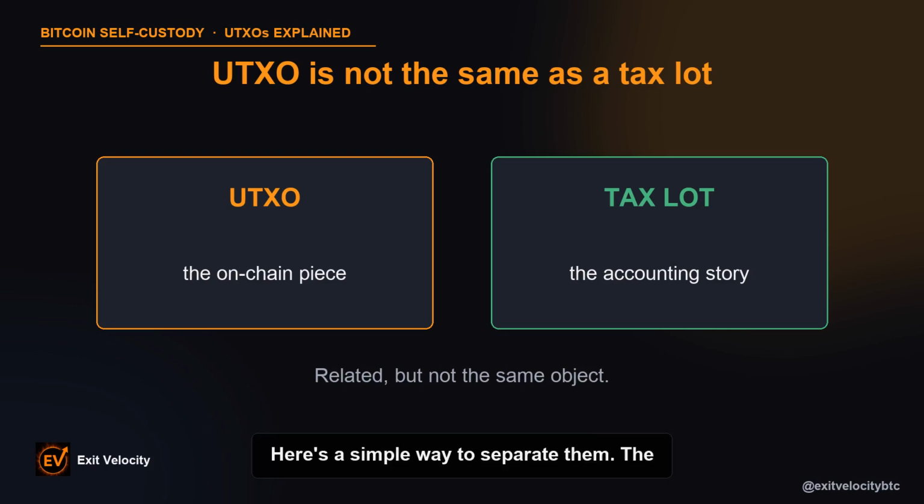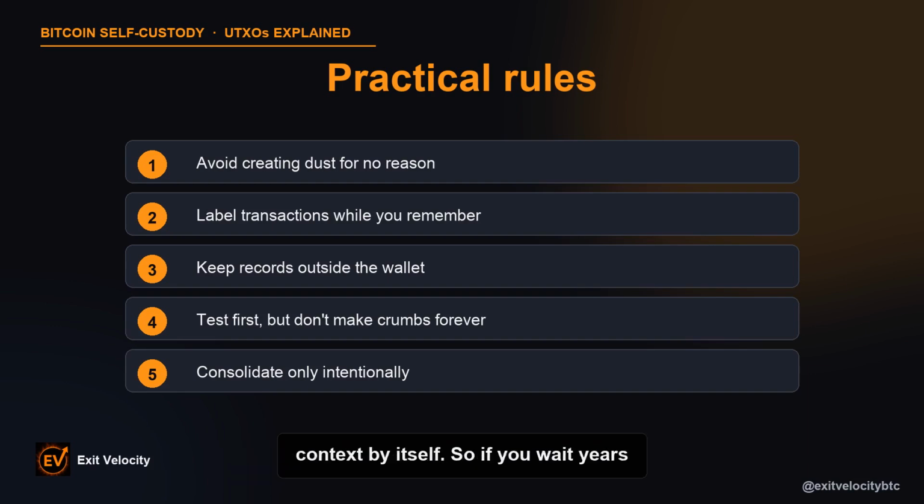Here's a simple way to separate them. The blockchain can show that a piece of Bitcoin moved from one address to another. It can show the transaction ID, the amount, and the timing. Your records explain the human meaning. Was that a purchase? A transfer to your own wallet? A sale? A payment? A consolidation? A move from one custodian to another? A blockchain explorer cannot know that context by itself. So if you wait years and then ask your wallet to explain your whole financial history, you are asking the wrong tool to do too much.